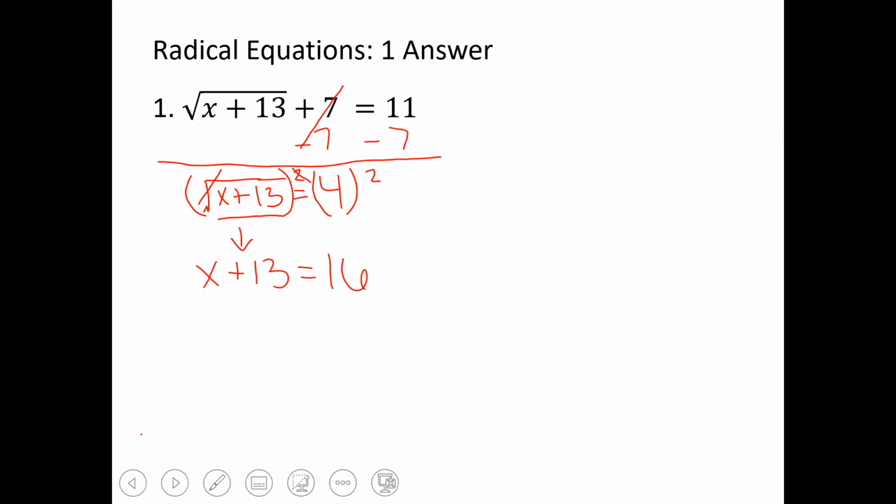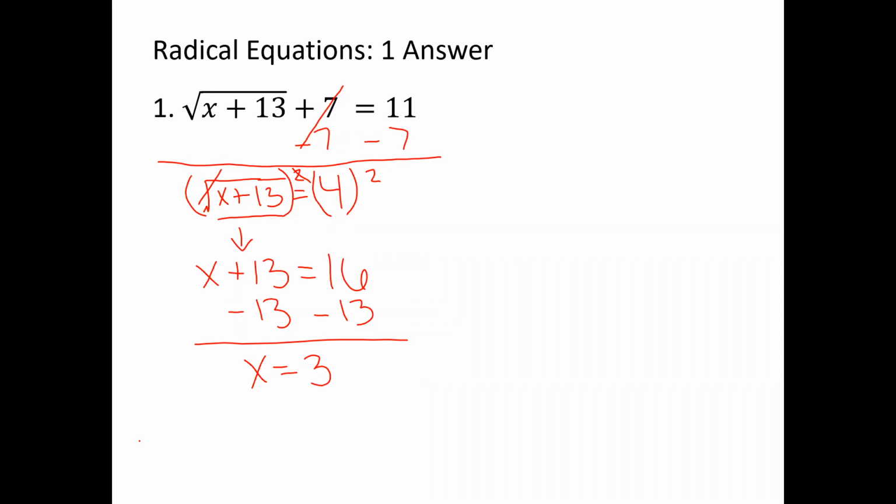All right, and then just solve for x. Move your 13 over, subtract it. So for this answer, x equals 3. For radical equations, you're only going to get one answer that works. So the final answer is only one. The square root property has 2 answers. Radical equations only have one answer.